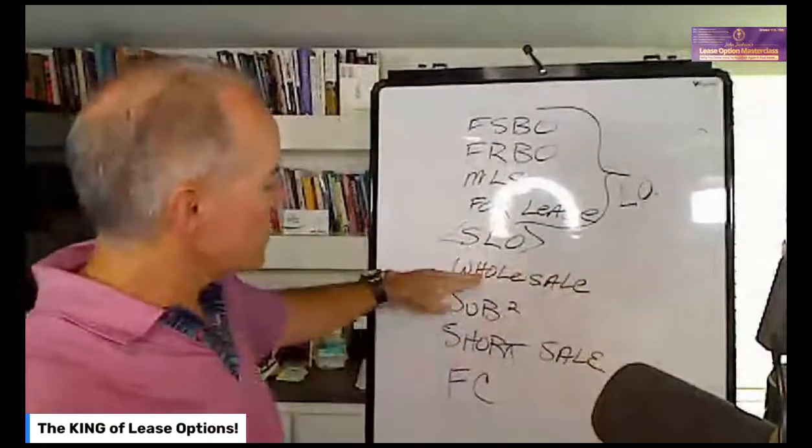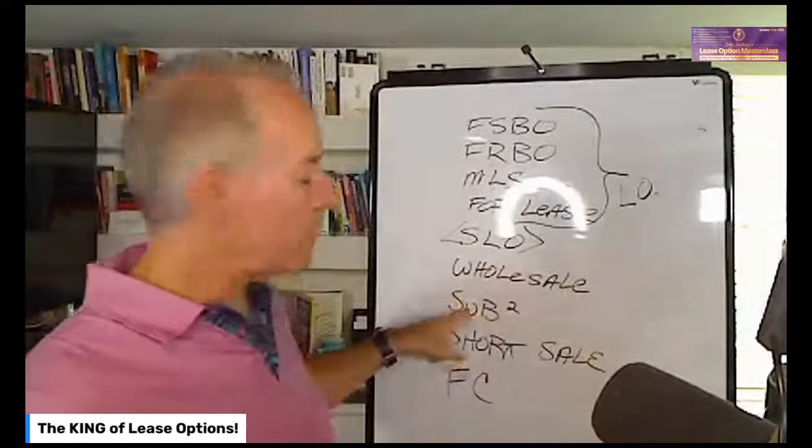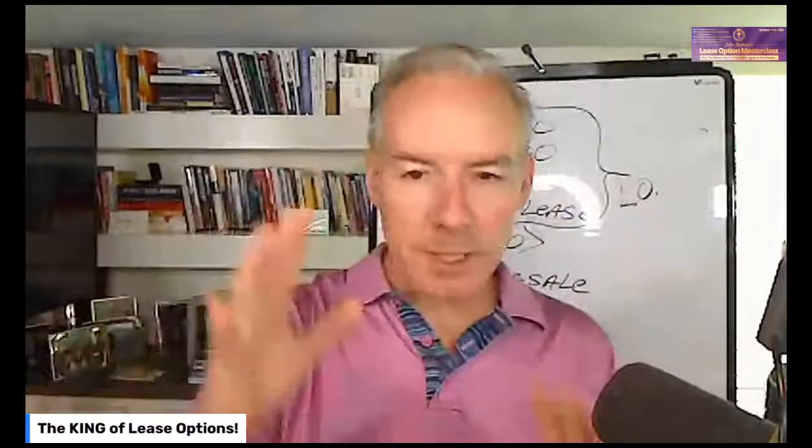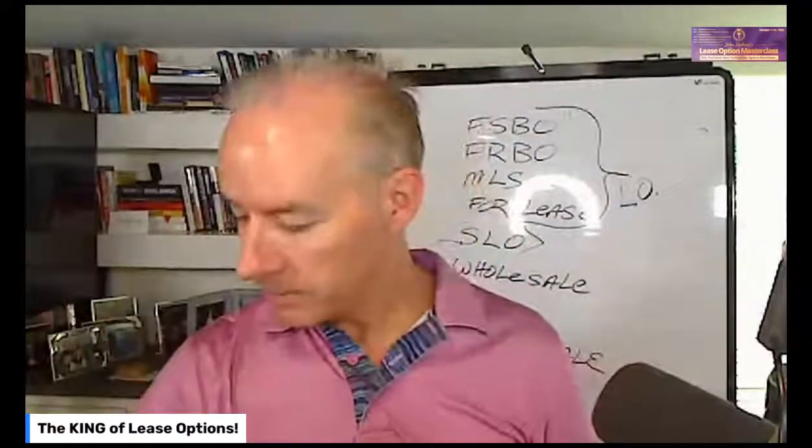But anyway, so then you've got wholesale, subject to, where you're taking over the property, short sale, and foreclosure. These are levels of desperation. You need to know those, so as you're talking to sellers, you understand the prescription to write.